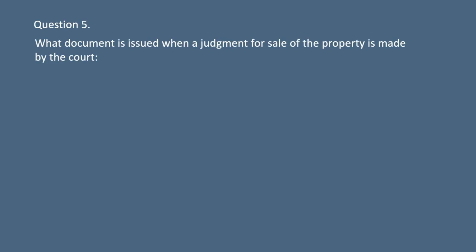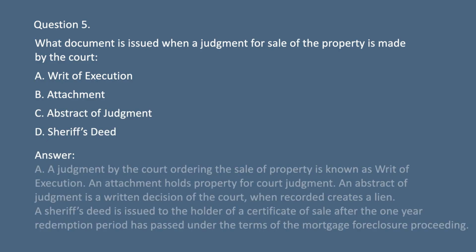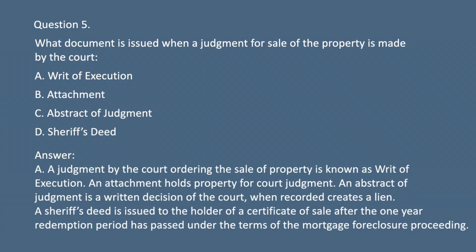Question 5. What document is issued when a judgment for sale of the property is made by the court? A. Writ of execution. B. Attachment. C. Abstract of judgment. D. Sheriff's deed. Answer: A. A judgment by the court ordering the sale of property is known as a writ of execution. An attachment holds property for court judgment. An abstract of judgment is a written decision of the court that, when recorded, creates a lien. A sheriff's deed is issued to the holder of a certificate of sale after the one-year redemption period has passed under the terms of the mortgage foreclosure proceeding.